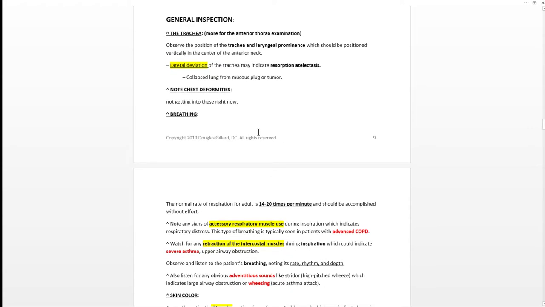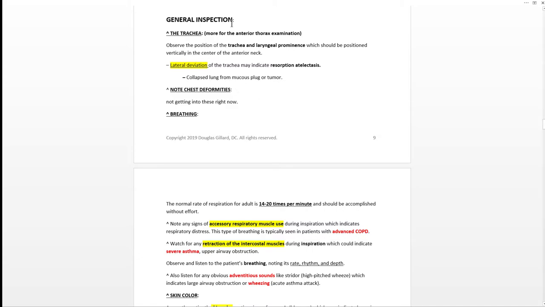So first thing you'll look at, now this is really from the trachea perspective. So you look at the trachea from the front side. It should be straight. The Adam's apple, the laryngeal prominence, shouldn't be pulled way over to one side or the other. That's not normal. Things like resorption atelectasis of the lungs in an asthmatic where they got a mucus plug and it plugged up one of the larger bronchioles, it can cause a collapse of the lung and pull that trachea over to one side. Or if you swallow something down the wrong pipe and it gets stuck, the same thing can happen.